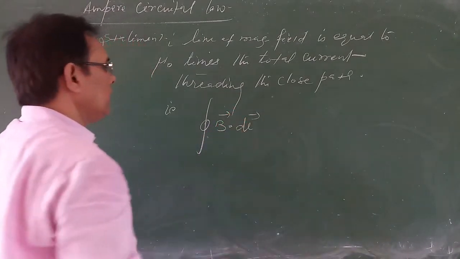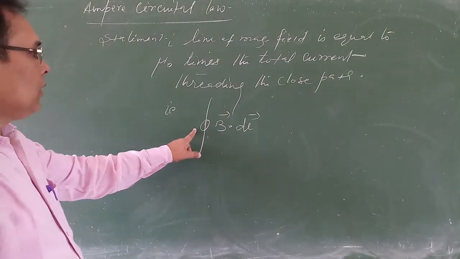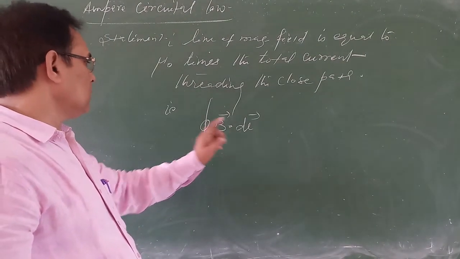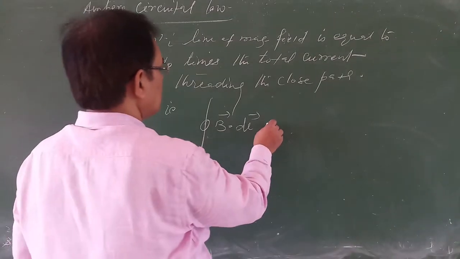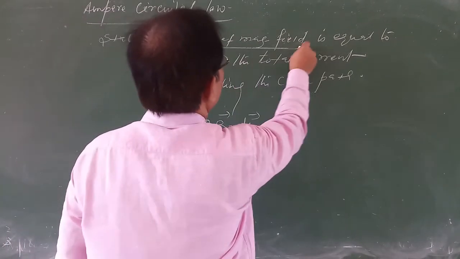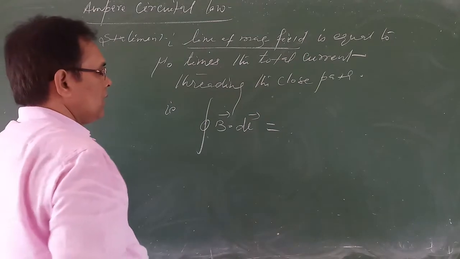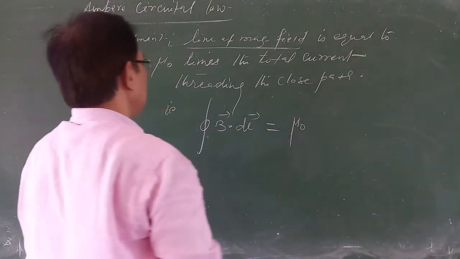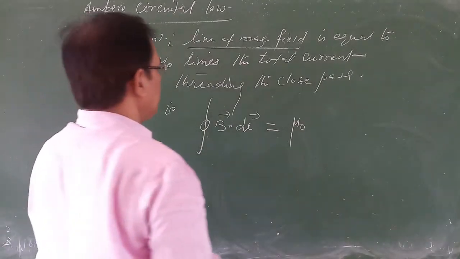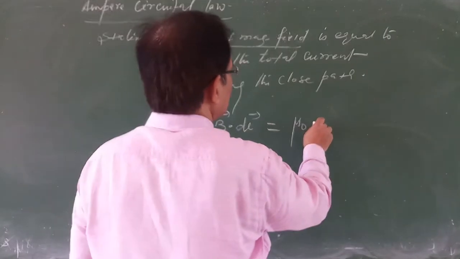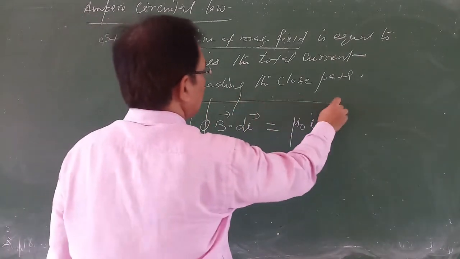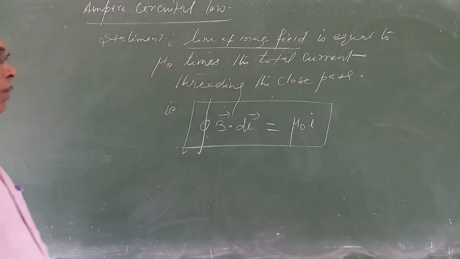That is, you can write the line integral of magnetic field, B dot dl for a closed loop. B is the magnetic field, dl is the small element length. So B dot dl is called the line integral of magnetic field, and that is equal to mu naught, the permeability of free space, times total current I. This is Ampere's Circuital law.